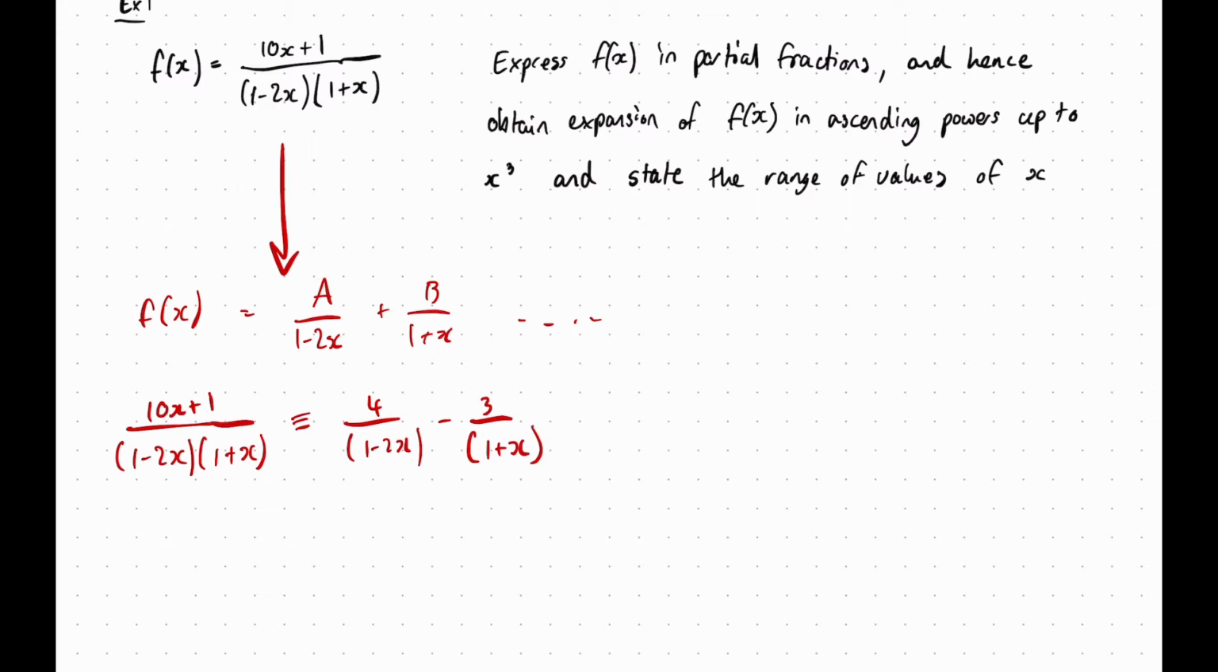Once we get to this point, it's about thinking how we can write this so we can expand it. Each one of those can be rewritten as a negative 1 power. So this is 4 times (1 minus 2x) to the power minus 1, and this is minus 3 times (1 plus x) to the power minus 1. We want the terms up to x cubed. Because the 4 and the 3 don't have an x term, we're going to do both of these up to the x cubed term.